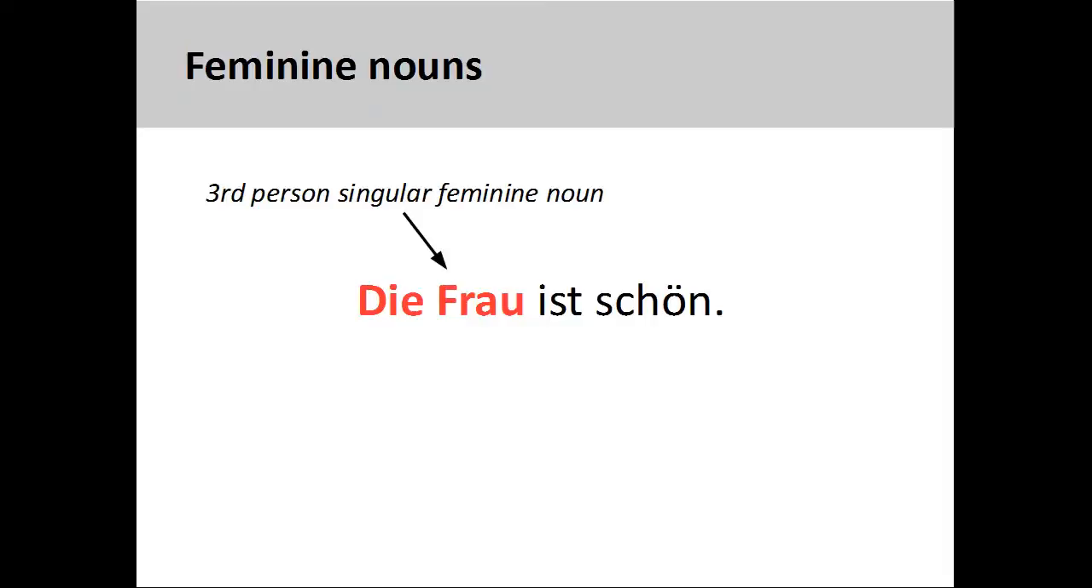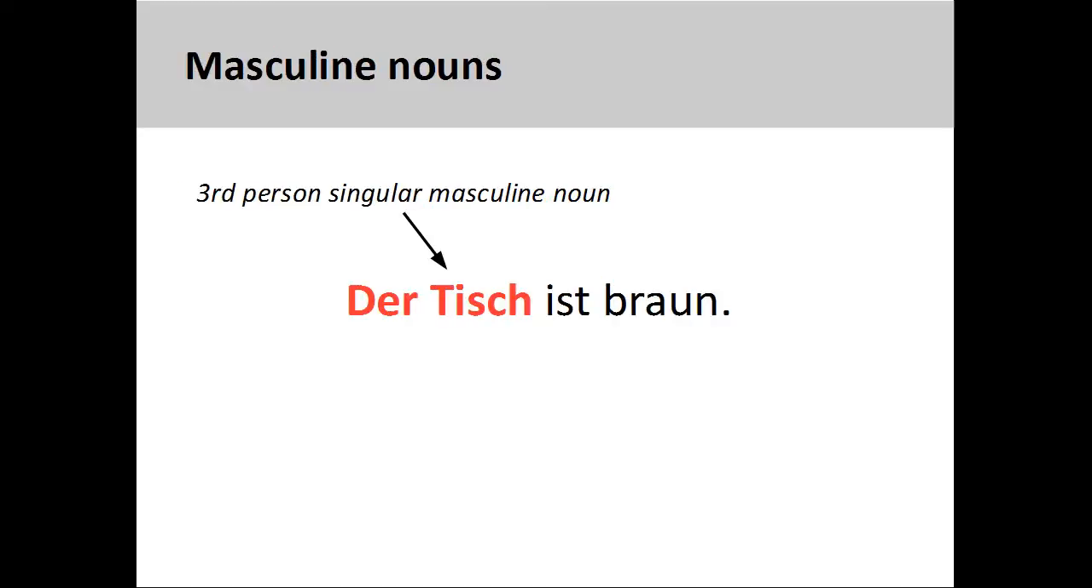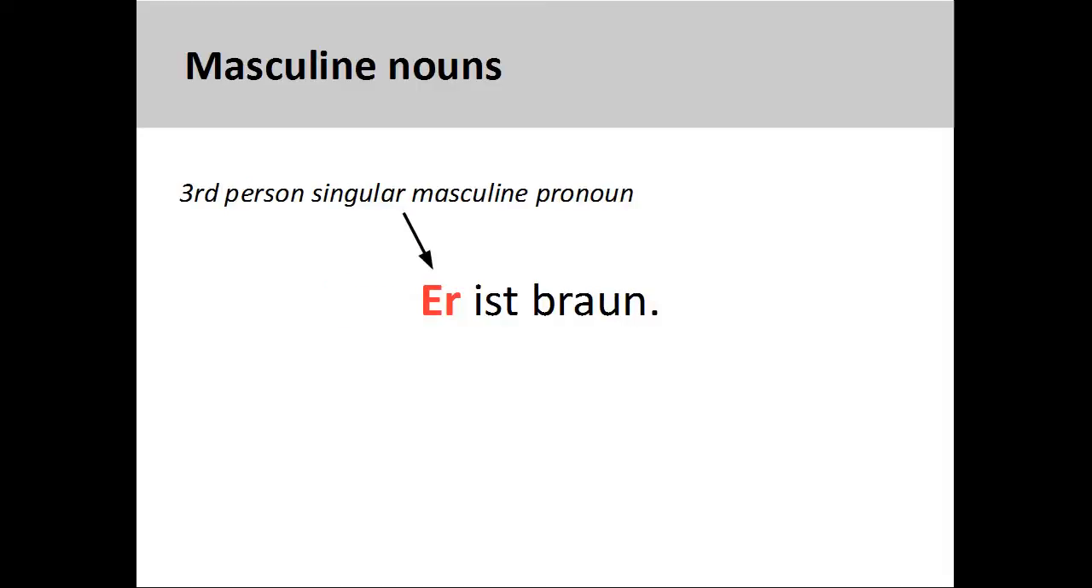For instance, in the sentence you see on the screen, die Frau ist schön, the woman is beautiful, the feminine noun Frau can be replaced by the third-person singular feminine personal pronoun sie, she. This makes sense as the substitution is based on biological gender. German also makes substitutions based on the grammatical gender of the noun. For instance, in the sentence you see on the screen, der Tisch ist braun, the table is brown, the masculine noun Tisch can be replaced by the third-person singular masculine personal pronoun er, he.